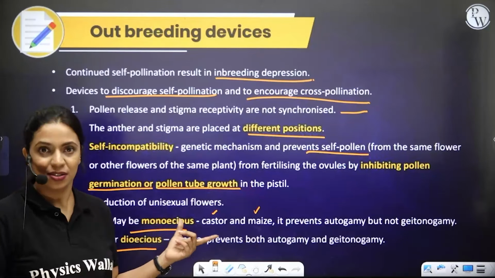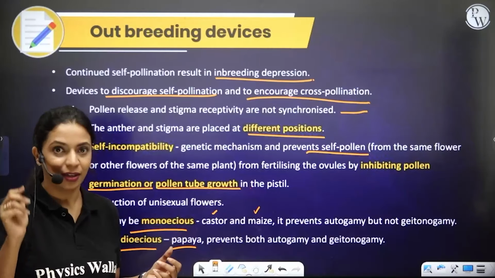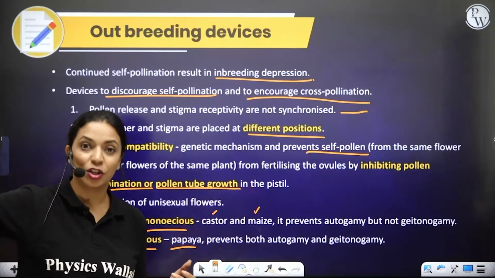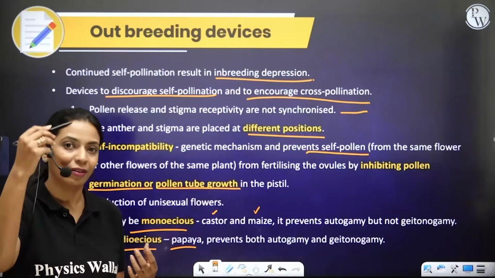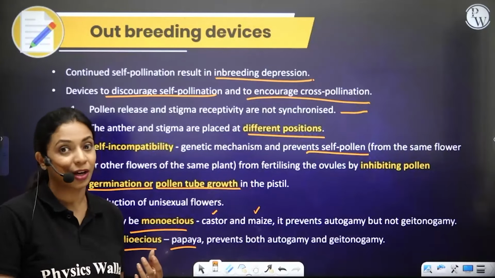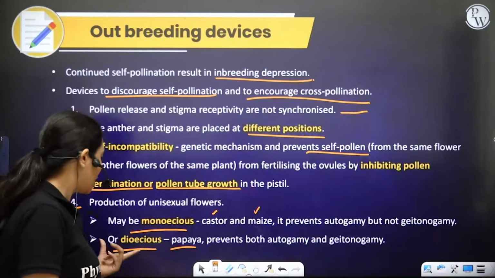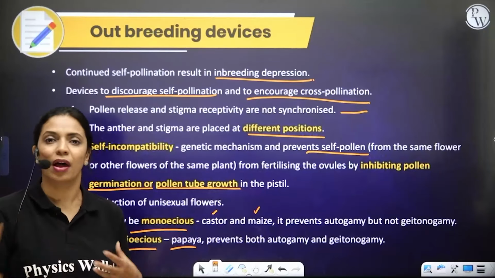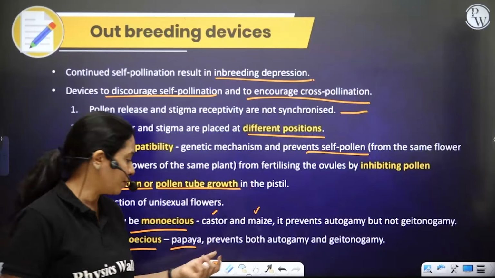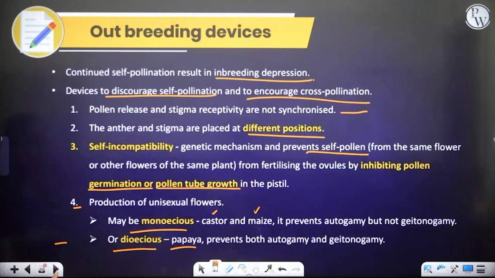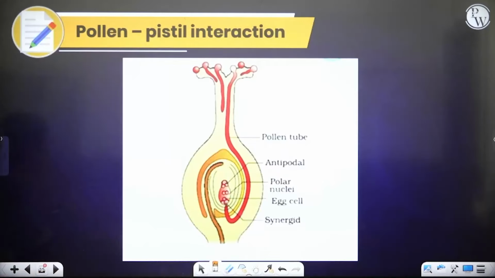If it is monoecious, you can prevent autogamy, pollination within the same flower, but you cannot prevent geitonogamy, because within the same plant you have both male and female flowers. We need to talk about dioecious conditions. Since the plants themselves are different, here autogamy as well as geitonogamy both can be prevented. Okay. Now let's talk about pollen-pistil interaction.